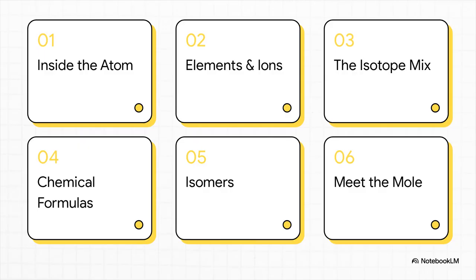Here's a quick roadmap of where we're headed. We've got 1. Inside the atom. 2. Elements, ions, and charge. 3. The isotope mix. 4. Chemical formulas explained. 5. Isomers, arrangement matters. And finally, 6. Meet the mole.